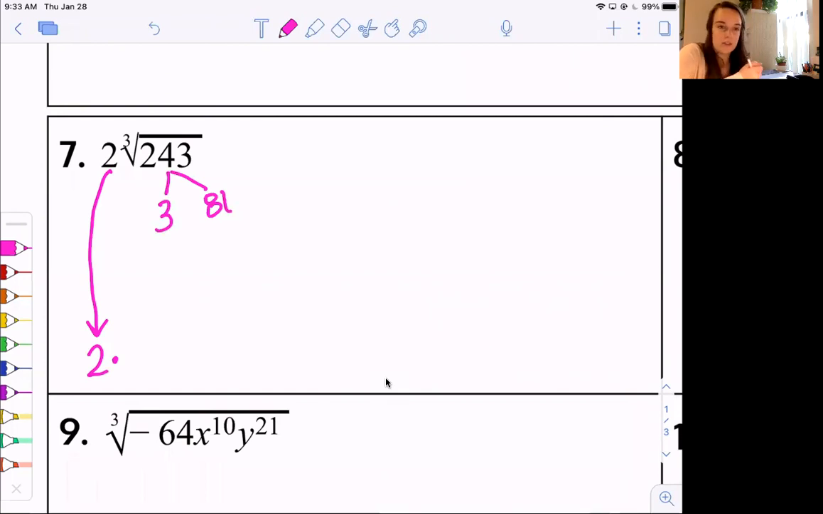I can do that by just using my calculator for division. 81 I know is 9 and 9. 9 is 3 and 3. 3 and 3.